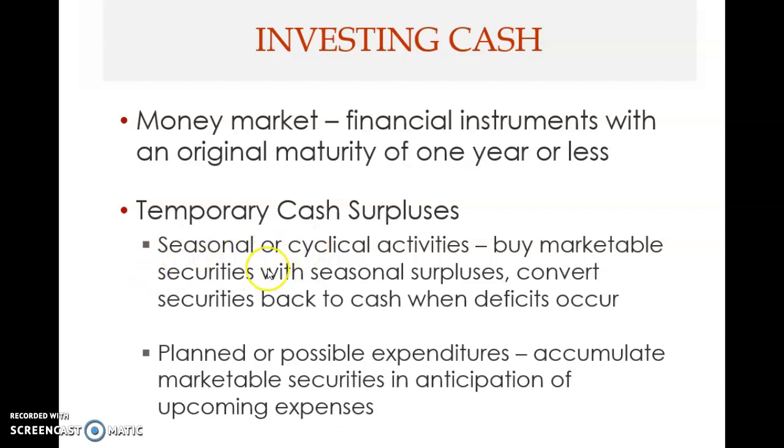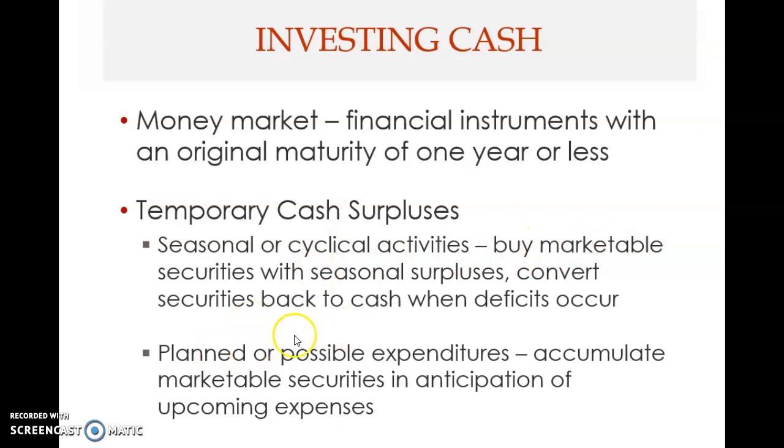Right. So the seasonal or cyclical activities. Okay. So you buy marketable securities with seasonal surpluses. When you have extra cash, then you purchase marketable securities. Then when the deficits occur, then you convert the securities back to cash to make the payments, so that you overcome the deficit. That's the idea behind having this cash surplus in the form of marketable securities.